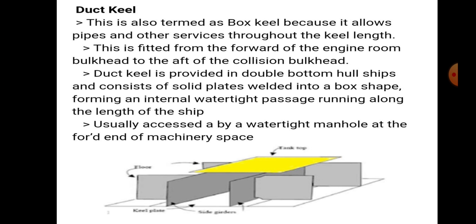Duct keel is provided in double bottom hull ships and consists of solid plates welded into a box shape, forming an internal watertight passage running along the length of the ship. It is usually accessed by a watertight manhole at the fore end of the machinery space.